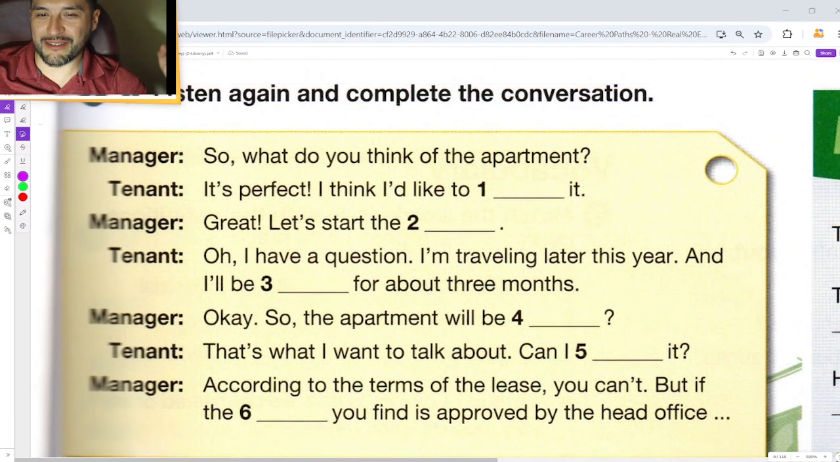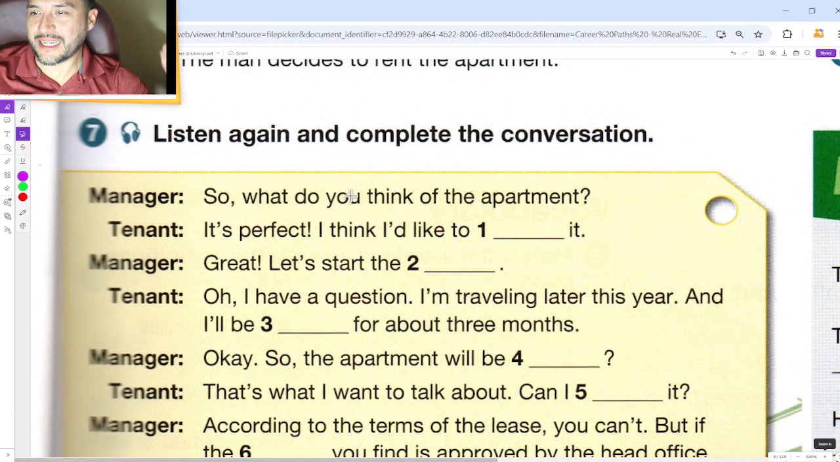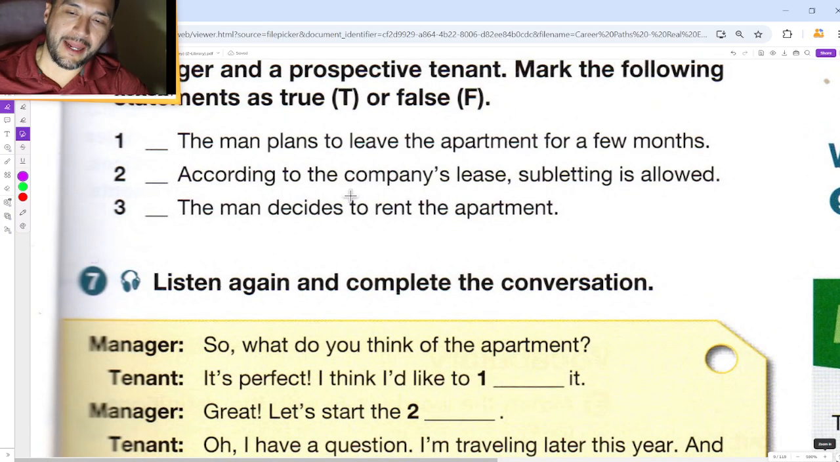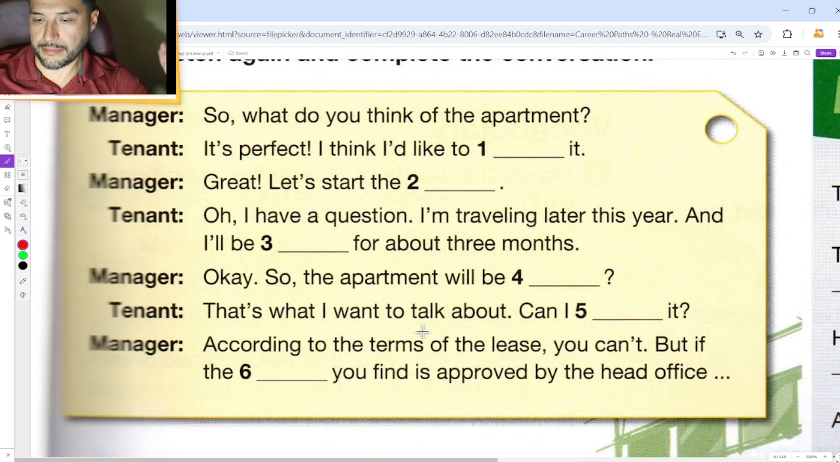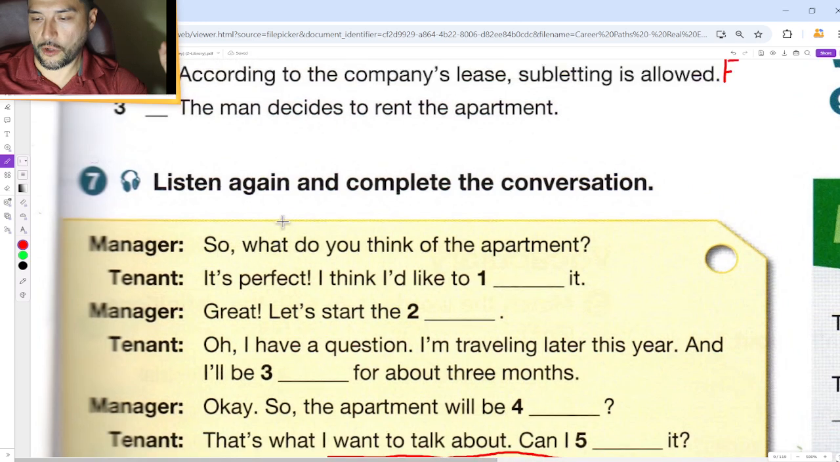Okay, now we have some questions. Let's take a look. It says, number 1, the man plans to leave the apartment for a few months. Yes, that's true. According to the company's lease, subletting is allowed. False. In the lease, she said it's not allowed. You cannot. No permission.